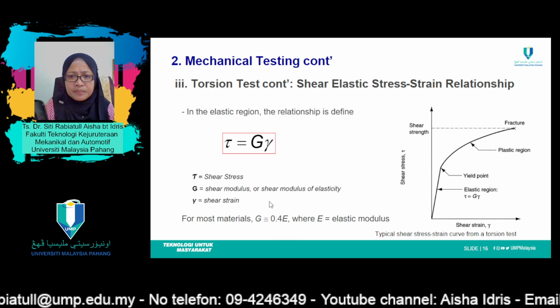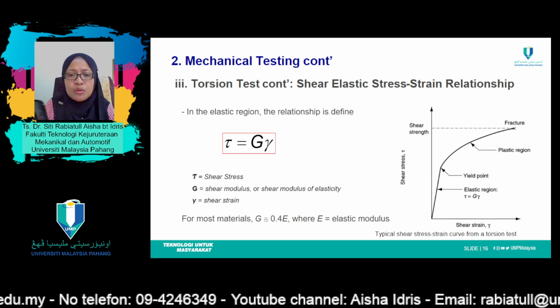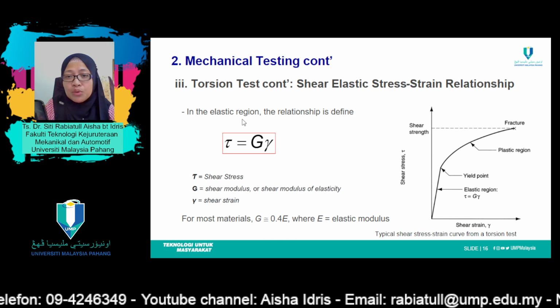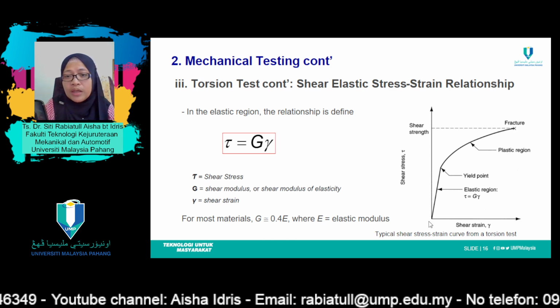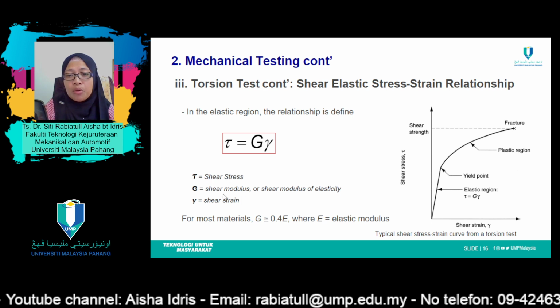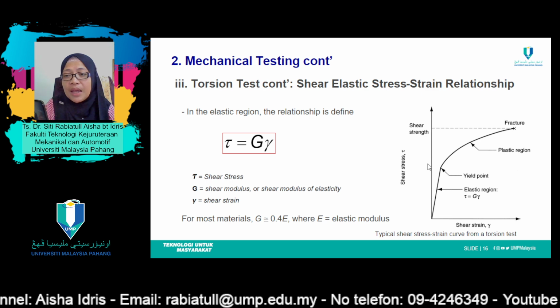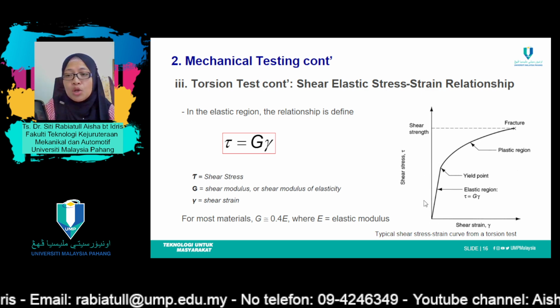In torsion, we may also calculate the shear modulus by referring to its elastic region. And if we refer to this graph over here, the value of G, or shear modulus of elasticity, can be obtained from the slope of this graph.